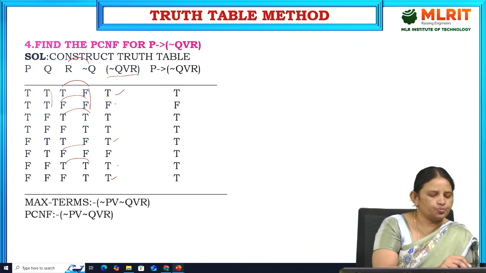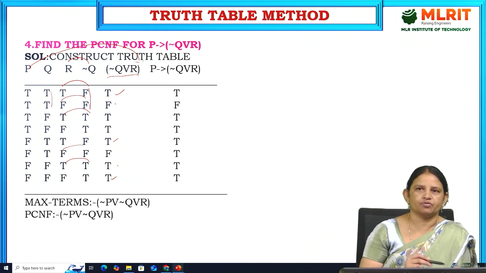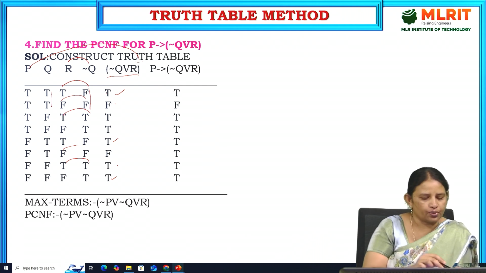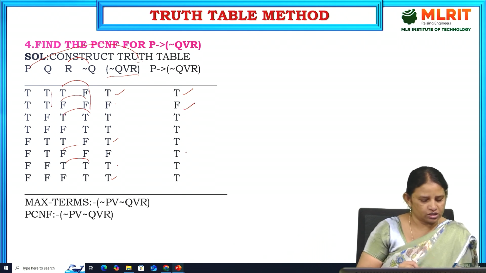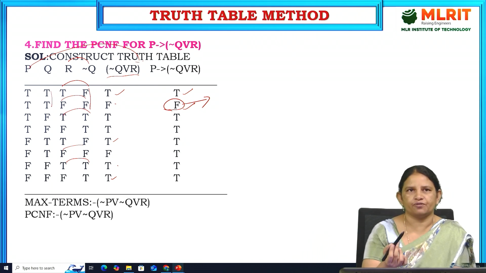Next, for this, P implies negation Q or R. It returns false if the first proposition is true and the second proposition is false. True, true returns true. True, false returns false. True, true is true only. Again false, true. False, false. False, true. Again, only one proposition consists of a false value. For which combination does it return a false value?